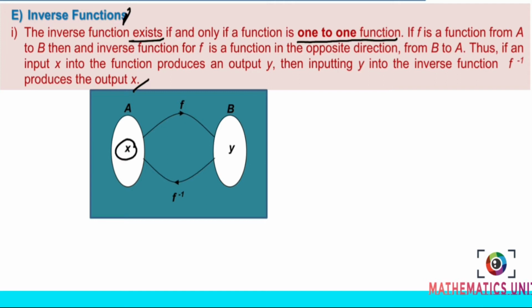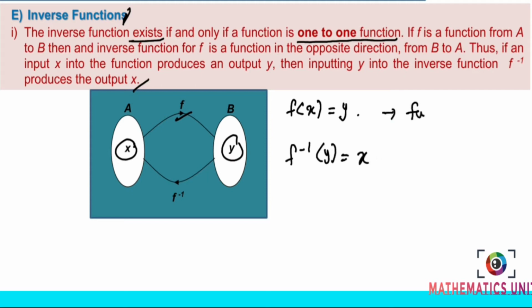x here is the input for function f and the output is y. So we may write this as f(x) equals y. On the other hand, y is the input for f inverse and the outcome is x. We may write this as f inverse of y equals x. This one is a function. This one is the inverse function.